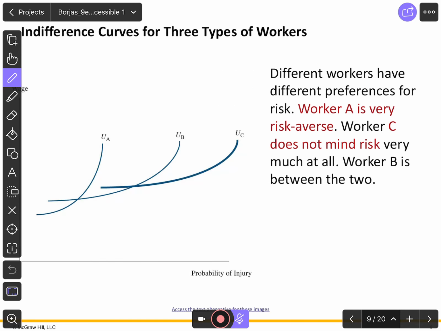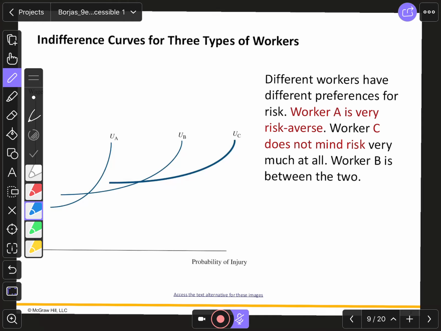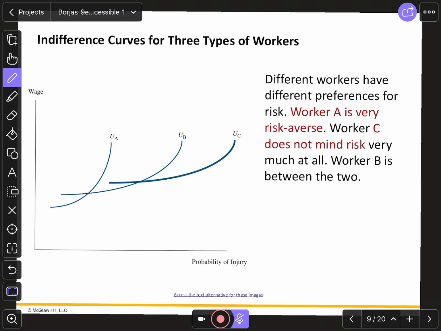In indifference curves, as discussed in one of the chapters before, there is nothing new in this slide. We already said that the steeper the indifference curve, then this person is very risk averse. Worker C, for example, is just the opposite of worker A, does not mind risk at all.